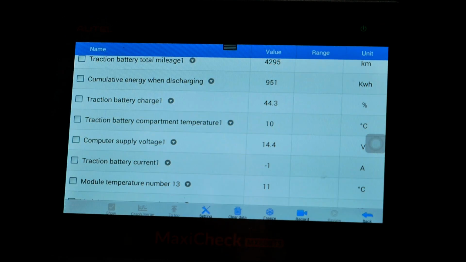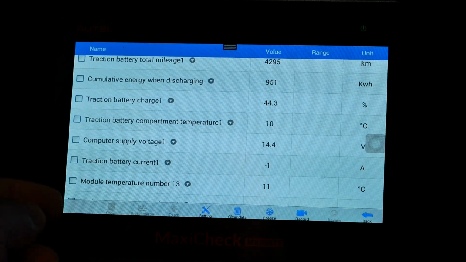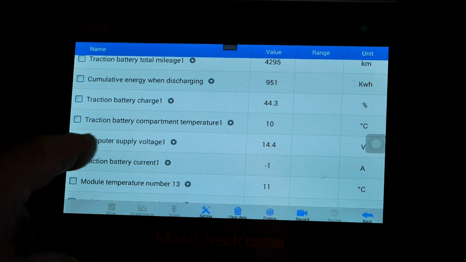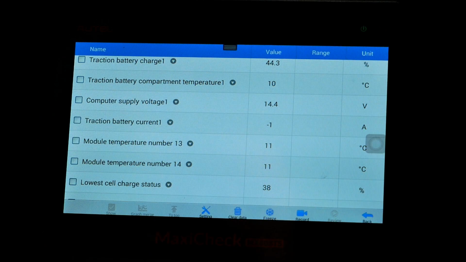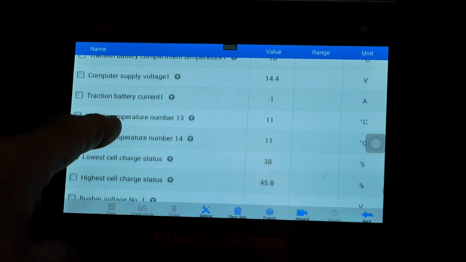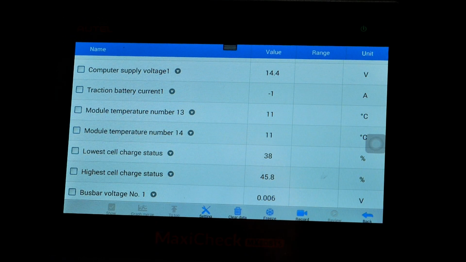Traction battery compartment temperature, 10 degrees. So it's obviously got a sensor in the carcass of the battery, so it's measuring the overall pack enclosure. And obviously we've then got temperature sensors in each individual module as well, as I've shown you. Computer supply voltage, 14.4 volts. Traction battery current, minus 1 amp.